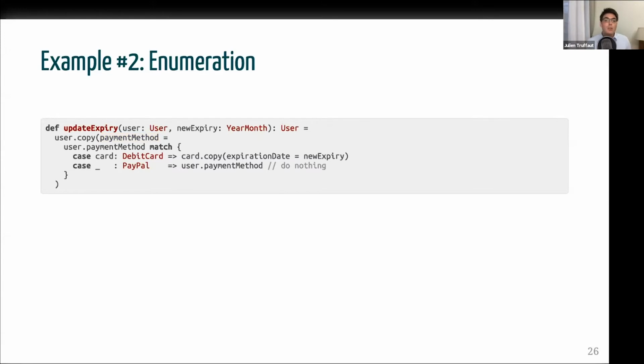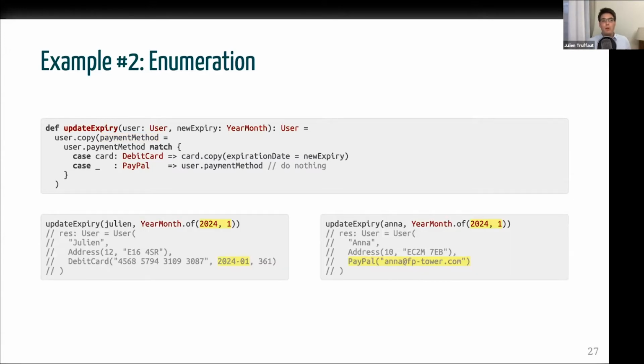is to return the current payment method unchanged. In other words, if you call updateExpiry on a user who has a debit card, it will update the expiration date. But if you call updateExpiry with Anna, who has a PayPal account, it will do nothing. Now, potentially, we could change this method to return an option or an either, but this will require a significant refactoring. So that's why I haven't shown it to you here.